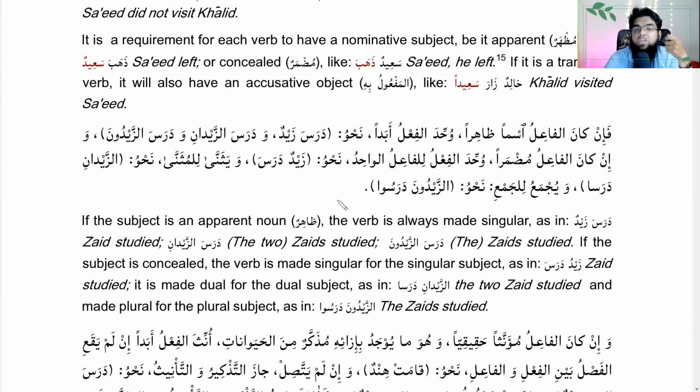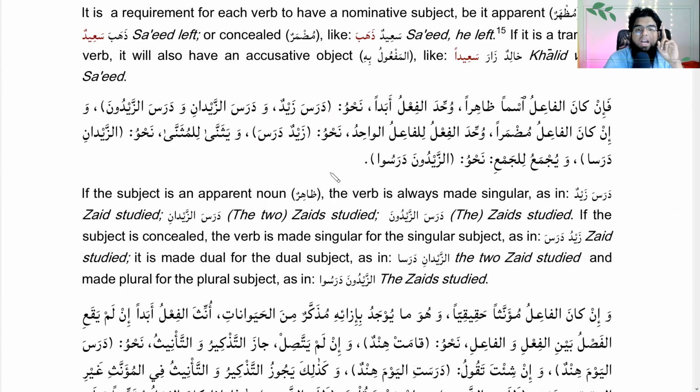وإن كان الفاعل مضمرا. But if it is a ضمير, a pronoun, like it, if it is an alif or something, وحد الفعل للفاعل الواحد. So if the fa'il is dual, you'll keep it singular. Very simple rule this is. The verb is made singular for singular subject. Zaidun darasa, right? It is damir now. The fa'il is huwa, no? The pronoun huwa is the damir, the fa'il. So zaidun darasa. Zaid studied.